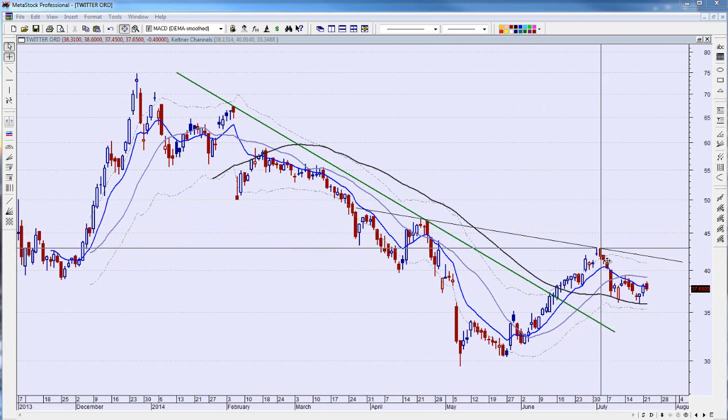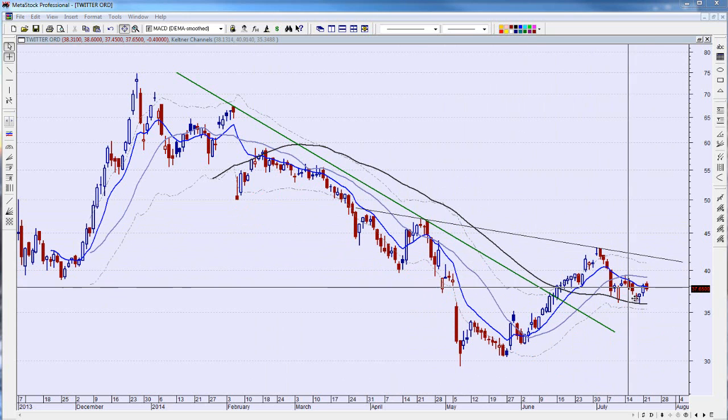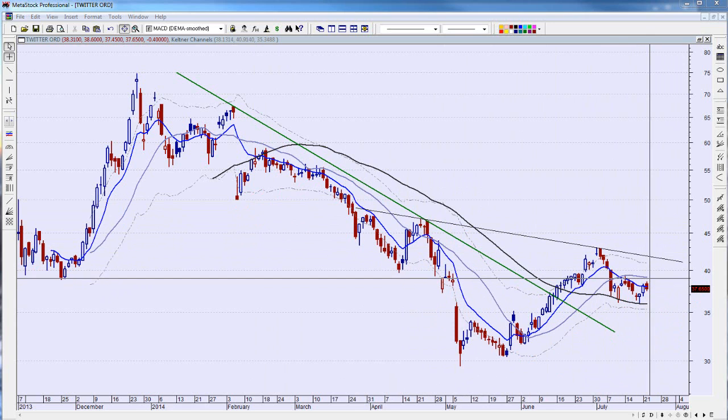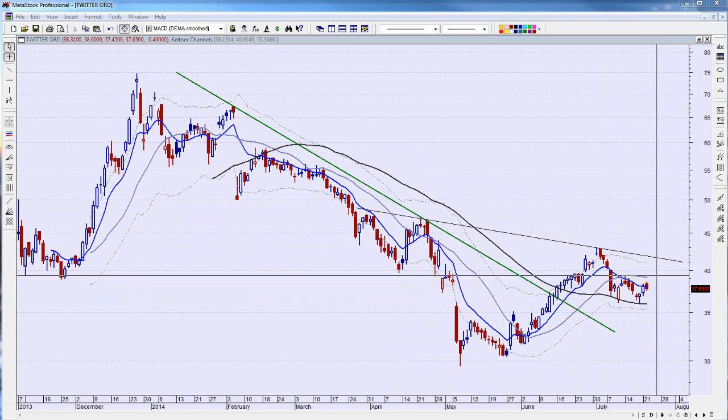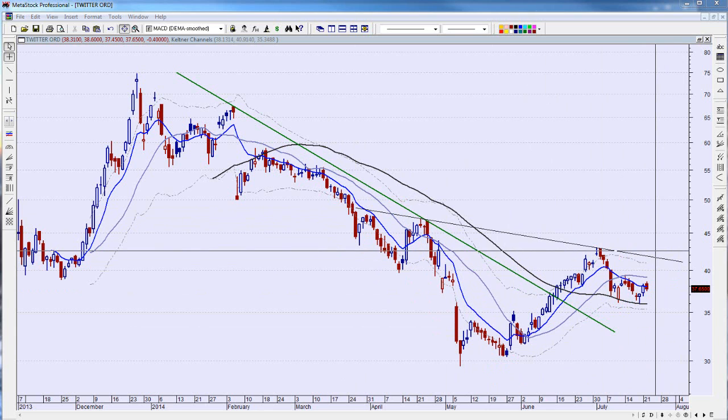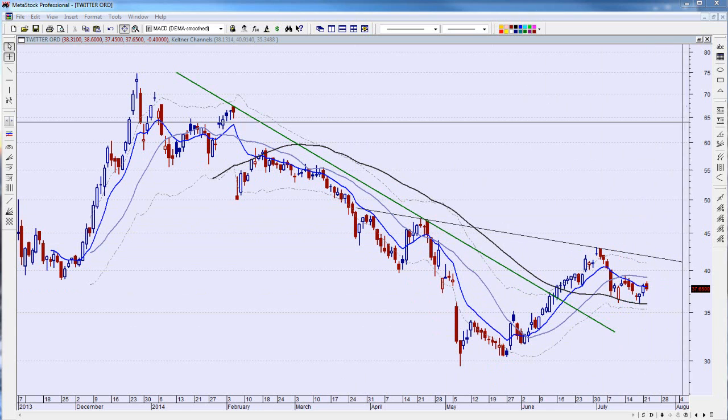So we do need to have this peak taken out, but I'll be trying to get on board before that happens if we start to get a turn in here, just because I like the action that's going on. It could be interesting to see if we get this little head and shoulders to pop, we get this trend line to break. It could move pretty quickly.